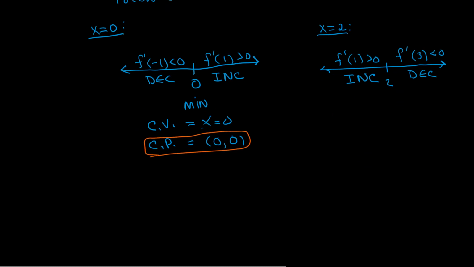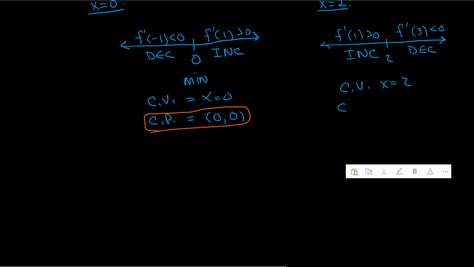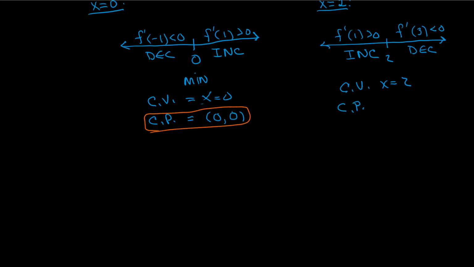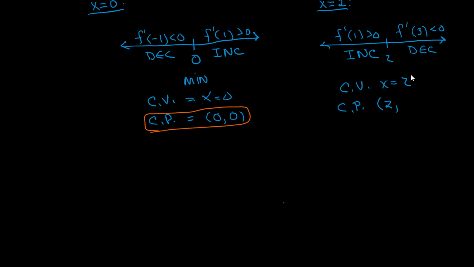Okay, so on this second one, we can put down the critical value. We do have one at x equals 2. The critical point is going to be x is 2, and I need to get the y value. So it's back to the calculator, and I'm going to use an x value of 2 this time. So I'll plug in 2, and my y value is going to be, let's say, 165. Keep it to 3 decimals. Okay, so 2.165.